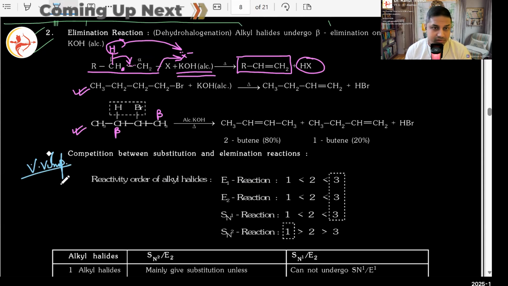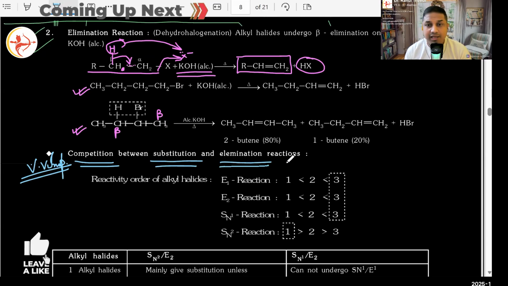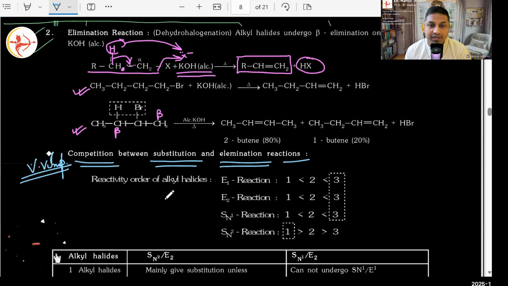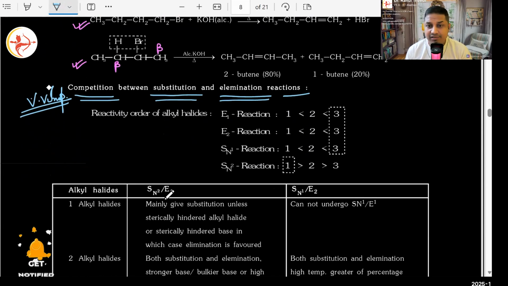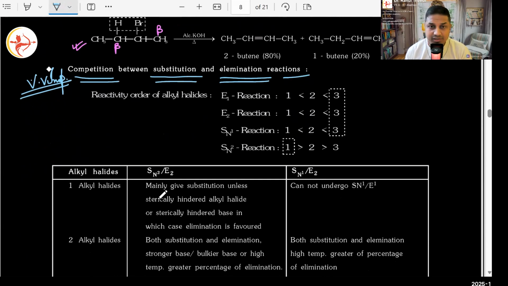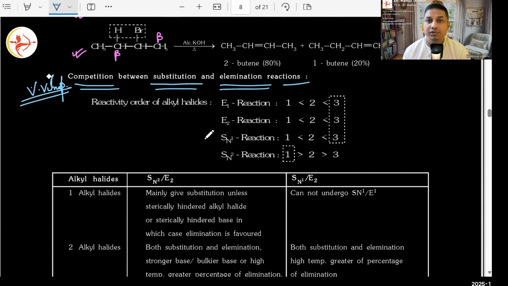Please write this down. This is very important. Whenever there is a competition between substitution and elimination reaction, the reactivity order of the alkyl halides usually varies in this manner. Please see this very carefully. Are you all with me?